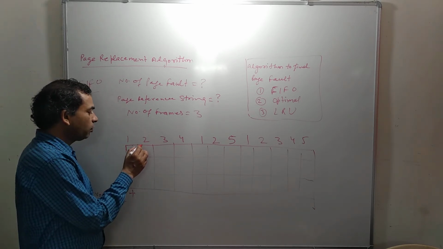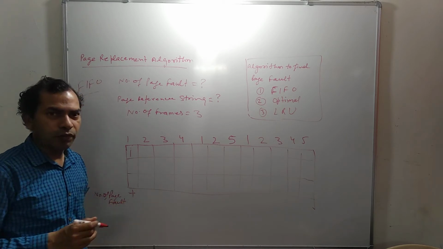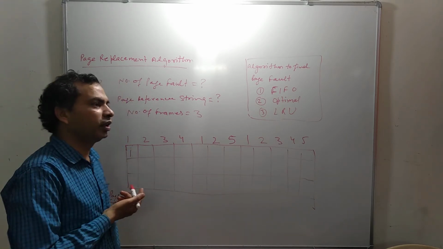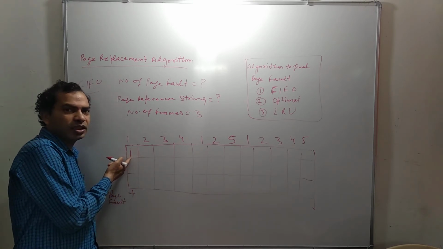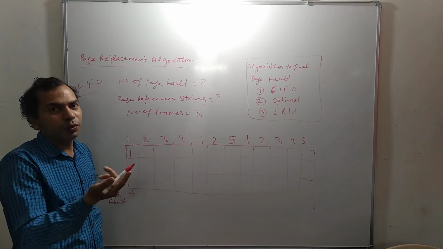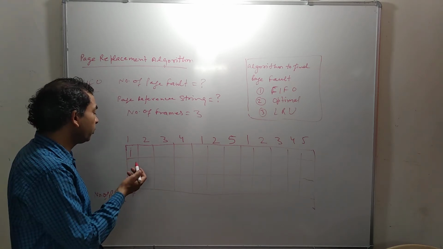Now again we want to find page number 2 in the random access memory, but initially the RAM has only 1 page, that is 1, which came first. Then after that, page number 2 we want to search here, but page number 2 is not available in the frame.